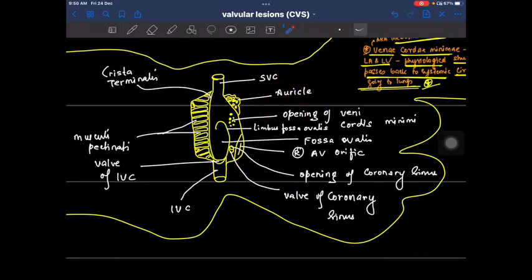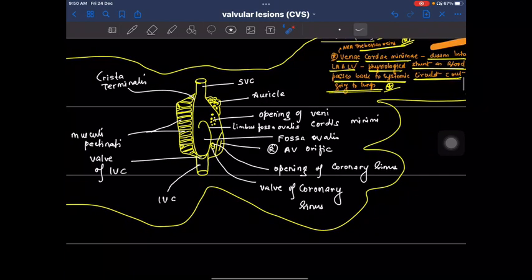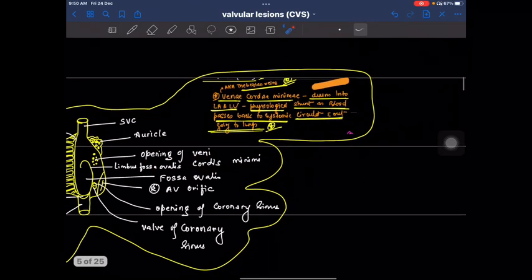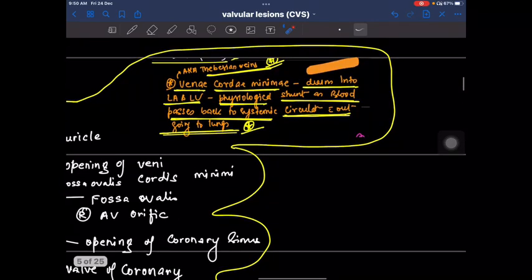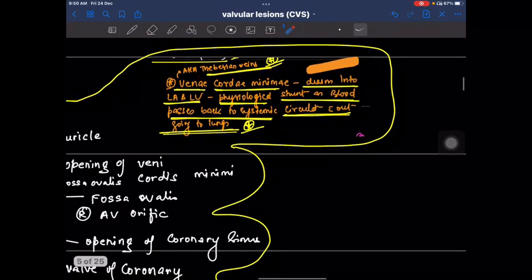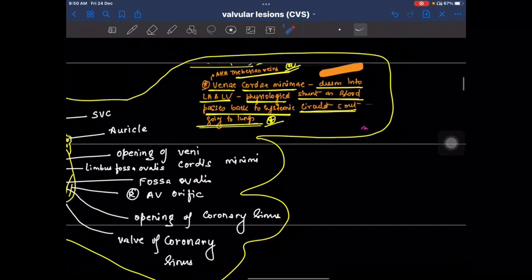And one thing that is very peculiar that you might find here is the opening for venae cordis minimae. Okay, so what is this? These are also called thebesian veins. These are small veins, okay, and they drain into the left atrium and left ventricle. So what it does is it's a physiological shunt as the blood passes back to systemic circulation without going to the lungs. Right, there's some amount of blood that is being recirculated inside the heart, and it never goes to the lungs. Okay, so it is a physiological shunt.